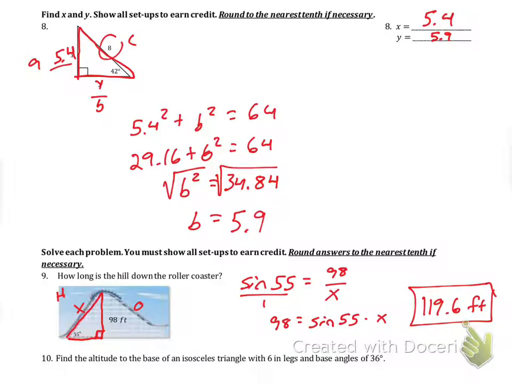Find the altitude to base of an isosceles triangle with 6 in legs and base angles of 36. So I'm just going to do this up here. I'm just going to draw it out. So I have a triangle, right? And it's isosceles. So the legs are 6, and then the base angles of 36. So it's just find the altitude. So what that means is we've got to find this line, because this is going to give you a 90-degree angle. So if I then break that up, it doesn't matter if you do the left side or the right side because it's isosceles.